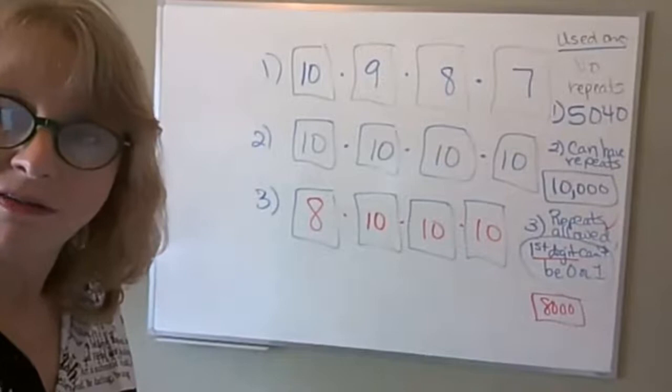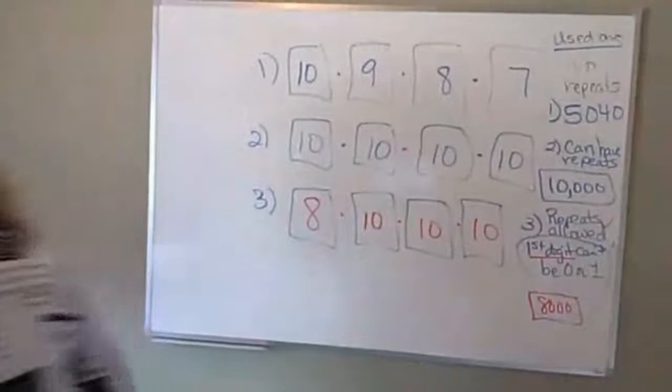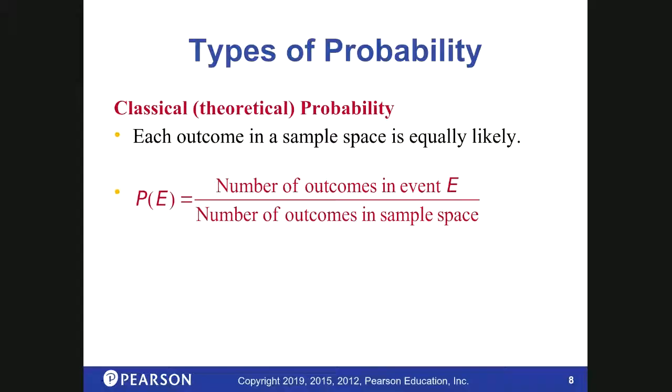Okay, the next thing we're talking about are 2 types of probability. Well, actually, I suppose there's really 3 types. We're only going to deal with 2 types. So the first type of probability is classical or theoretical probability, which says each outcome in a sample space is equally likely.